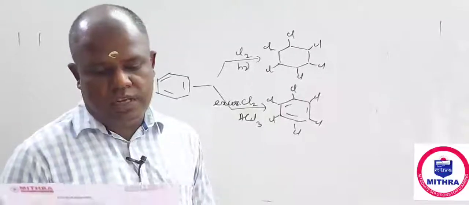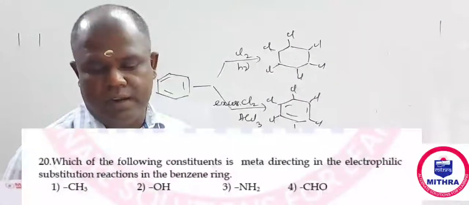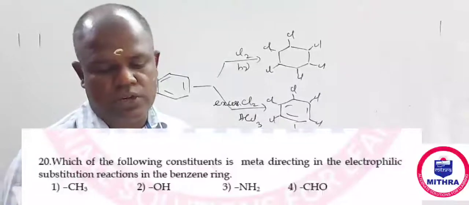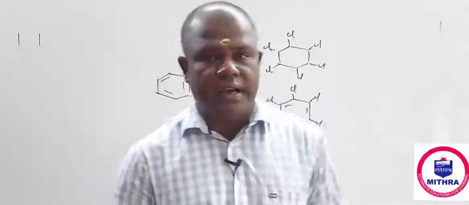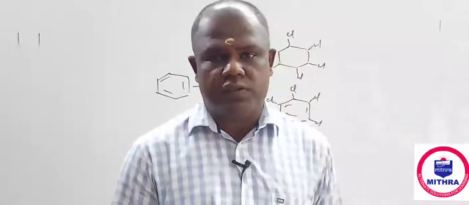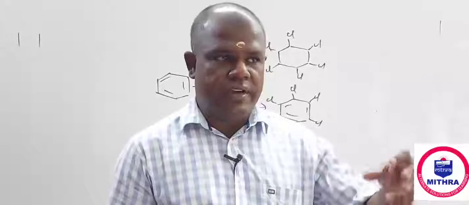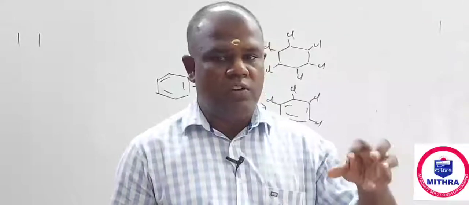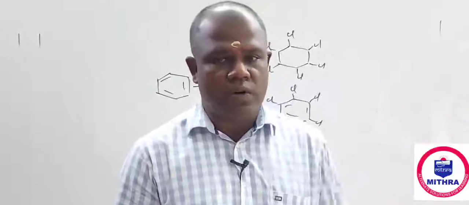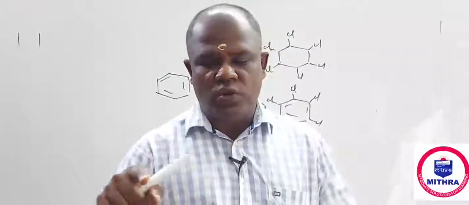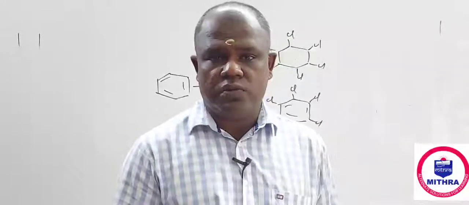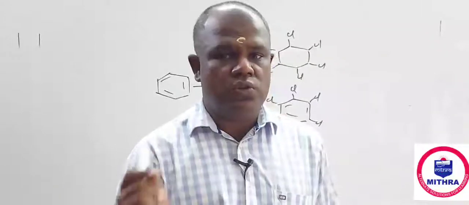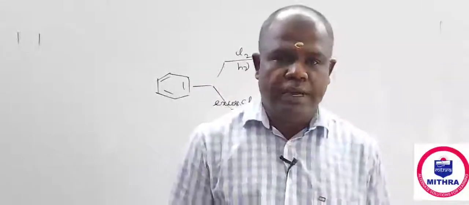Question number 20. Which of the following substituents is meta-directing in electrophilic substitution reaction of benzene? You know, plus M and minus M groups we have discussed in the previous section. All plus M groups are ortho-para directors, all minus M groups are meta directors. Why? Because a plus M group participates in resonance by giving electrons. So while writing the resonating structures, ortho and para corners become electron rich. Benzene normally undergoes electrophilic substitution, so incoming electrophiles mostly go to ortho and para. That is why plus M groups are ortho-para directors.